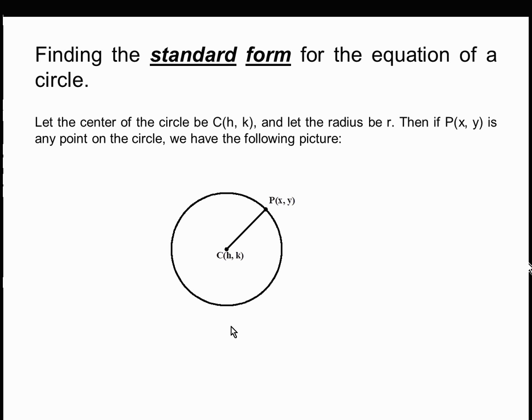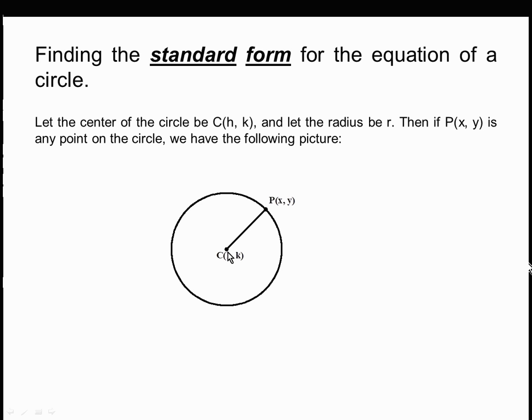So let the center of the circle be C with coordinates (h, k). (h, k) is always the center of the circle. I'm calling it C as in center of the circle. And let the radius be r. r is always the radius, with a few exceptions. Sometimes they use the letter a. Then if the point P with coordinates (x, y) is any point on the circle, we have the following picture.